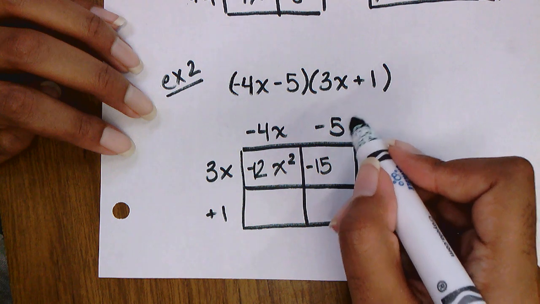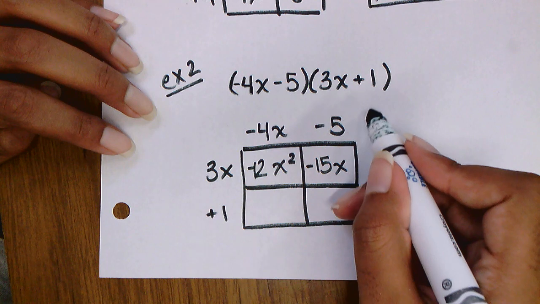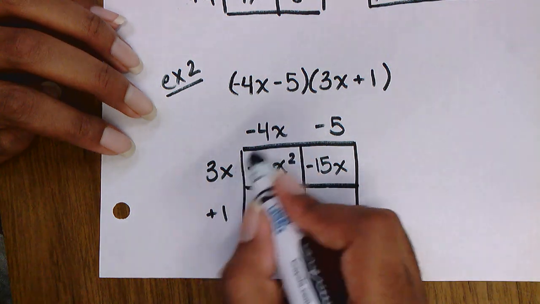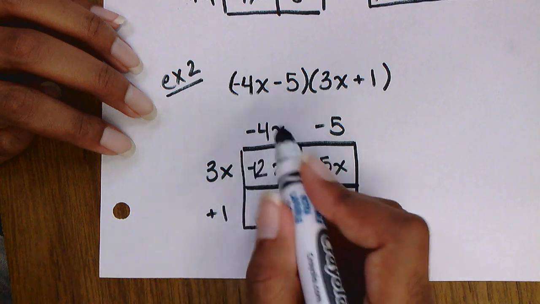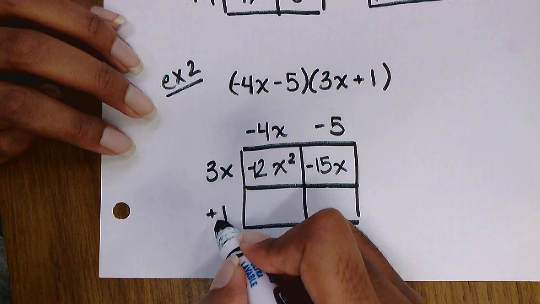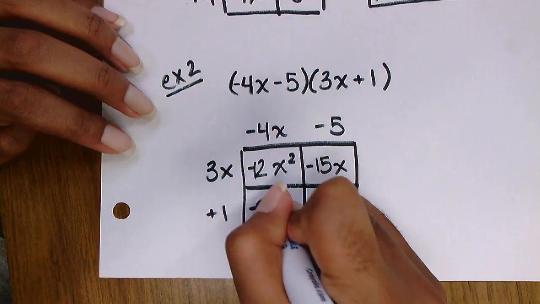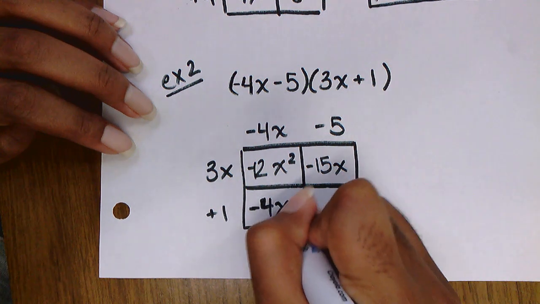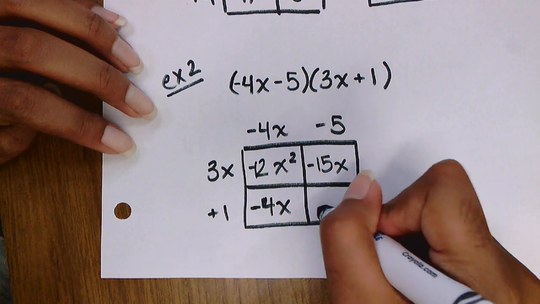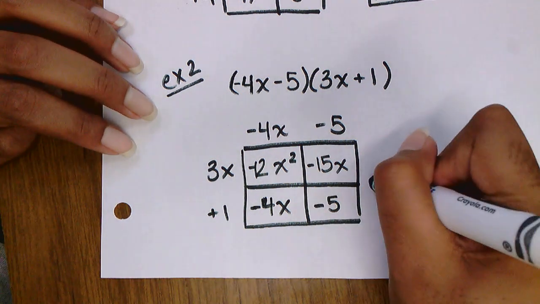And then we have nothing here times x. Well, we really have an x to the 0th power, right? But we can ignore that. And remember that when you're multiplying your variable terms, you're adding the exponents, okay? So down here we have negative 4x times 1. Anything times 1 is just itself. And then in this bottom right-hand corner, we have negative 5 times positive 1, which is negative 5. The negative times a positive is still a negative.